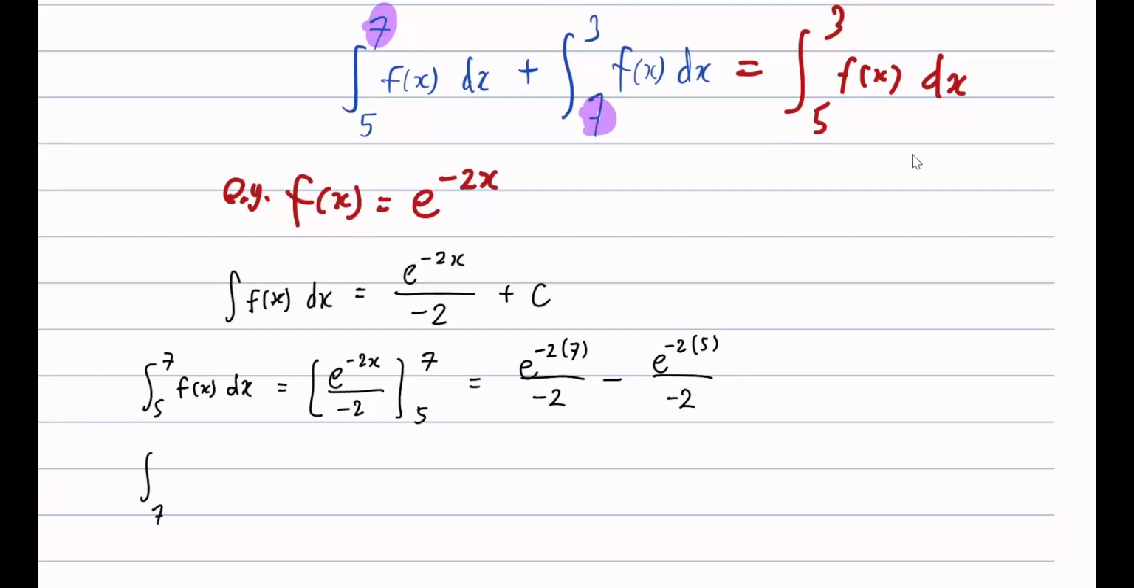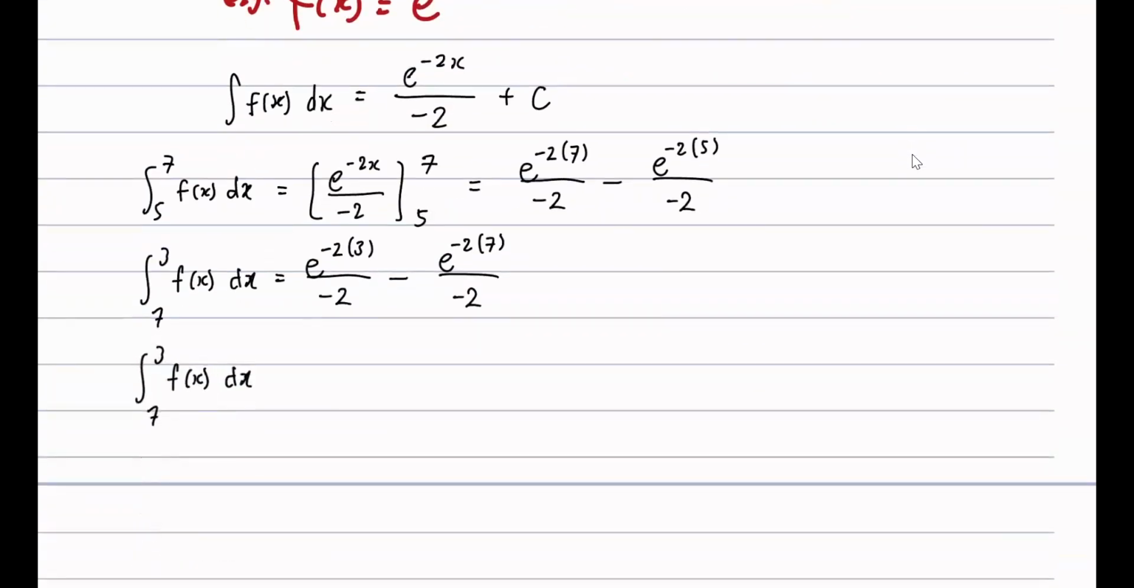How about the integral from 7 to 3 of f(x) dx, where f(x) happens to be e power -2x? We just have to copy and paste this, but replace the x with 3 and 7. Yes, I misspoke. Then the final one, 5 to 3. You just have to copy that answer, but replace the upper limit with a 3 and the lower limit with a 5.